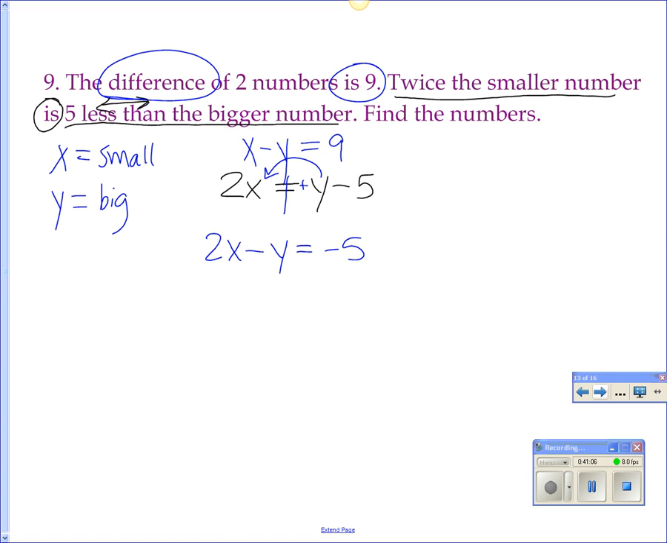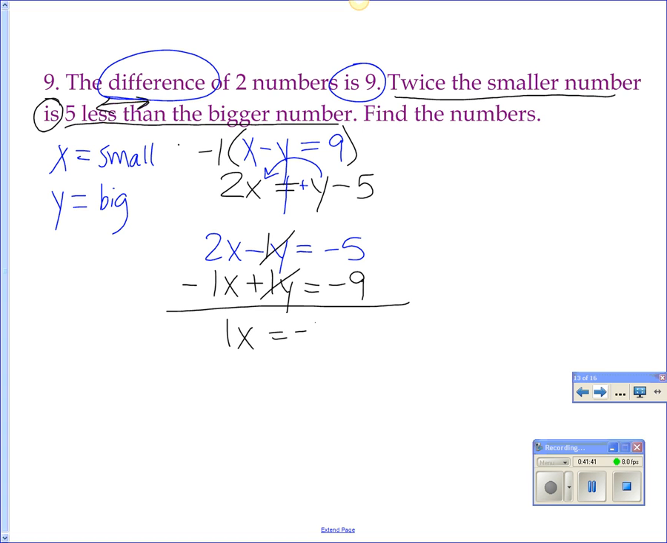You notice the y's would cancel if what? Very good. One was positive, one was negative. Excellent. So I'm just going to go ahead and multiply this top one by negative 1. So that gives me negative 1x, positive 1y, and negative 9. I multiplied this top one by negative 1 so that I'd have a negative and a positive. All right, Riley M., what do you get right here? And your y's cancel, and you get negative 14. So x is negative 14. So that's done.